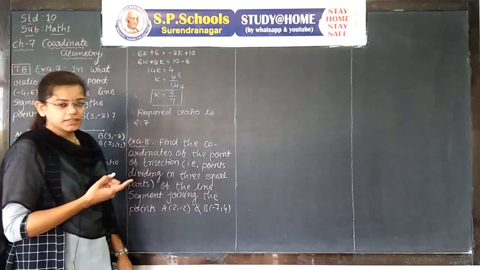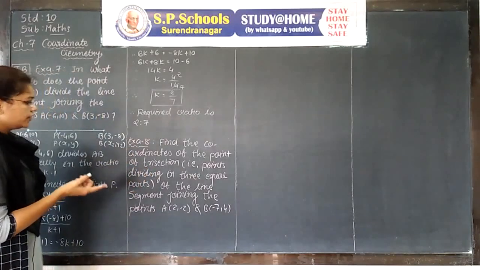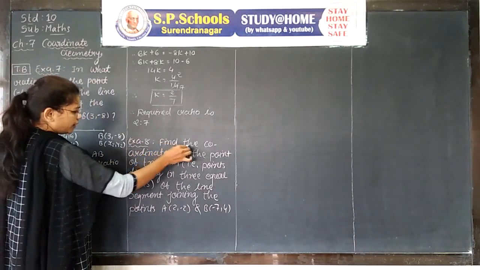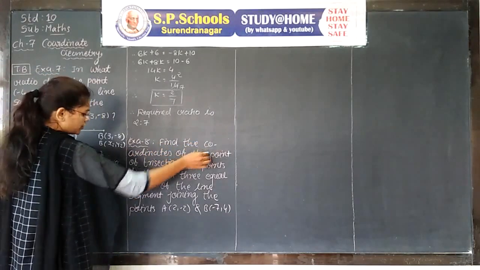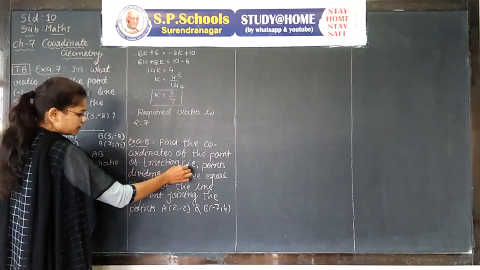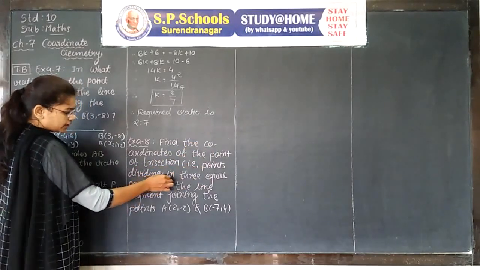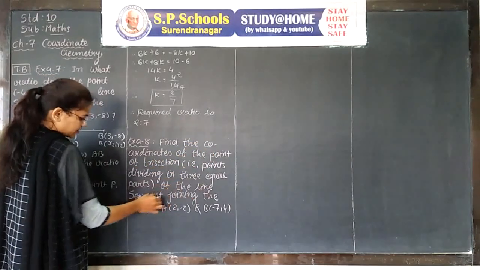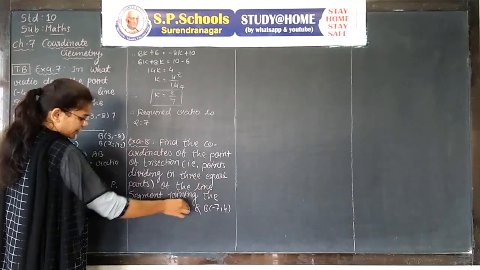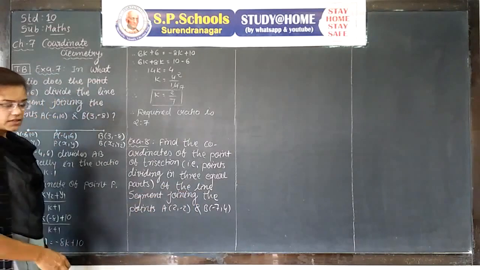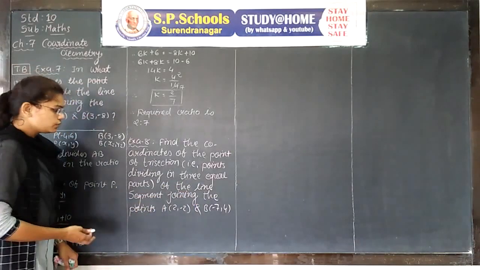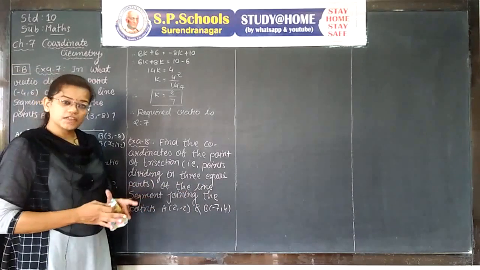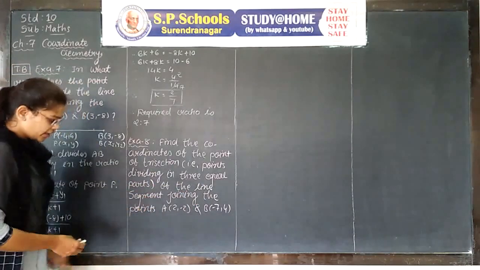Again, another related sum in our next exercise also. Example 8: find the coordinates of the points of trisection, that is, points dividing in 3 equal parts the line segment joining the points A(2, -2) and B(-7, 4). We need to find the points of trisection. Points of trisection mean the points divide the line segment into 3 equal parts.